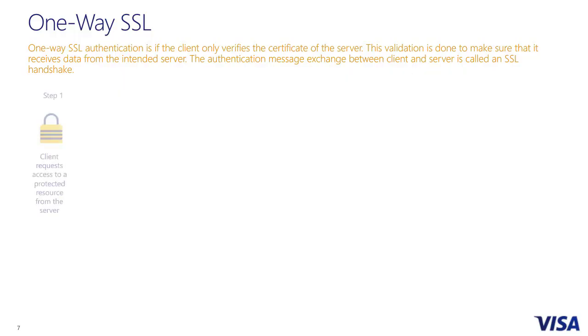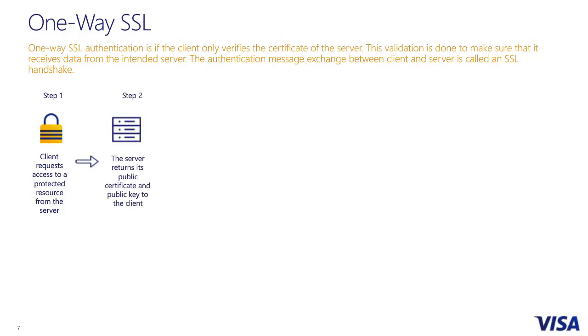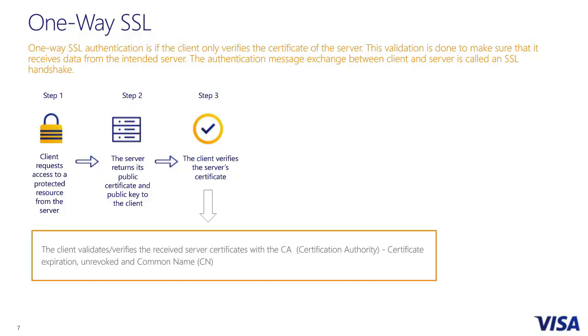So let's go through the steps typically involved in one-way SSL. Step one: the client requests access to the server to access its resource. Now the server, when it receives the request from the client, returns its public certificate and the public key. Now the client, after receiving the certificate, will want to verify the server certificate. So how does it verify it? Basically it verifies the certificate with the certification authority.